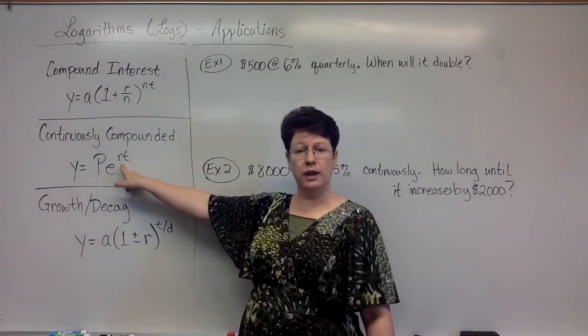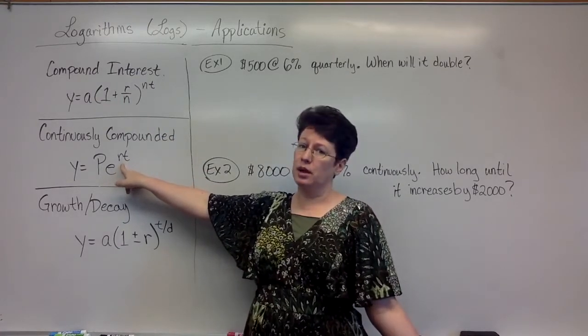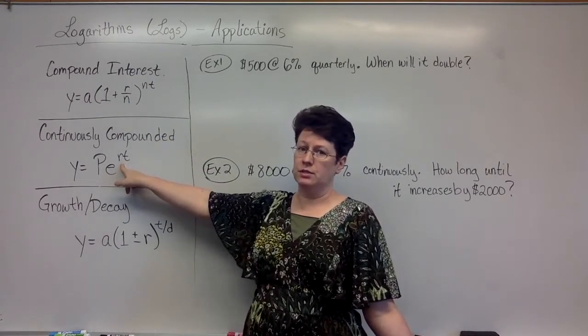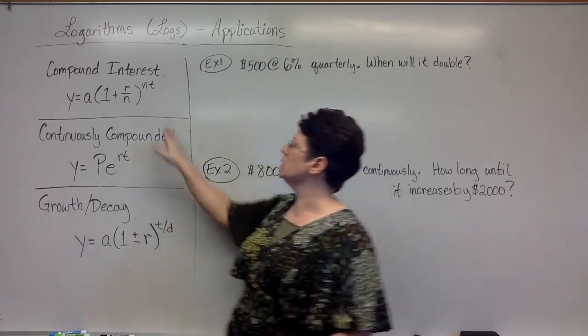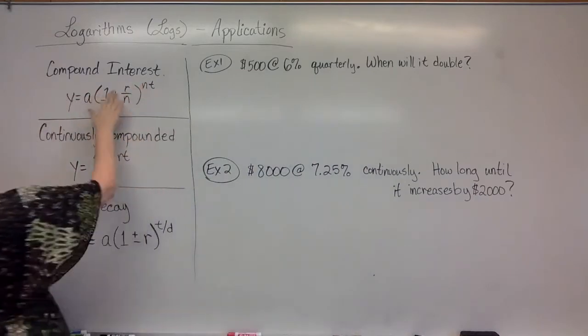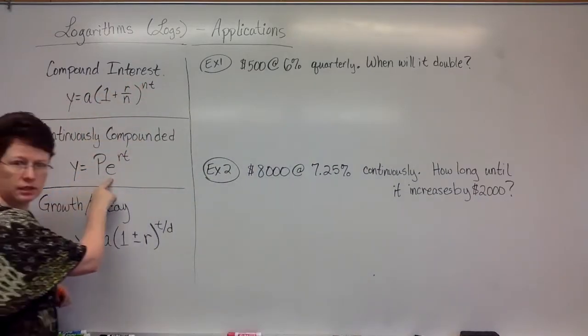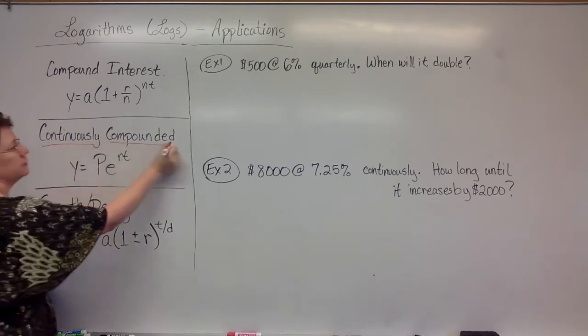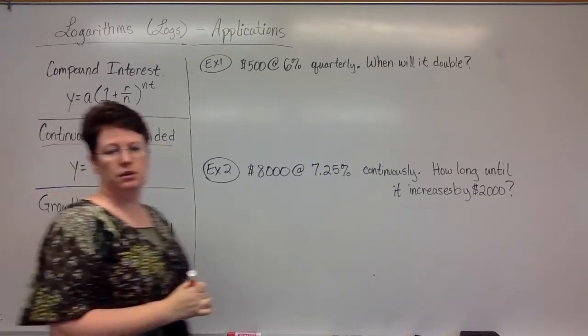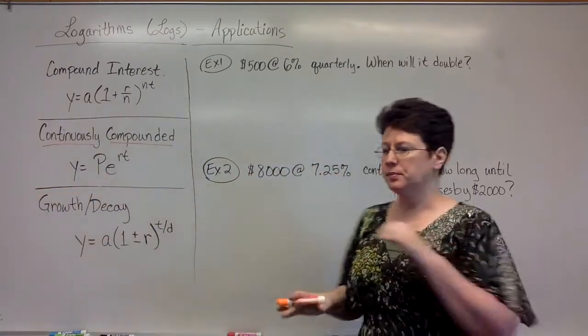R is still the rate. It's still a percent, and guess what? We still convert it to a decimal. T is still time. So the only difference was we took all this stuff inside the parentheses and turned it into an E. That is what we did with continuously compounded. We just put an E in there instead of all the stuff in parentheses.